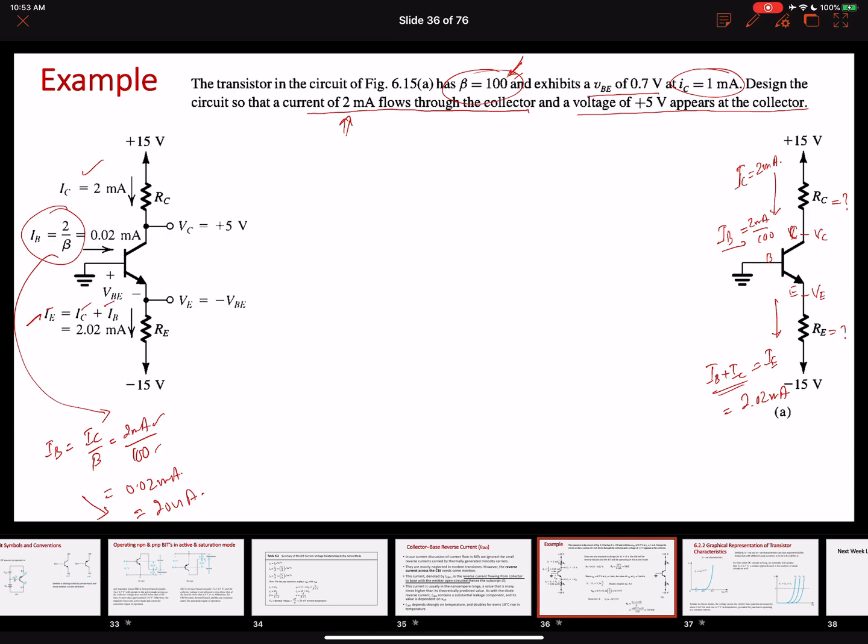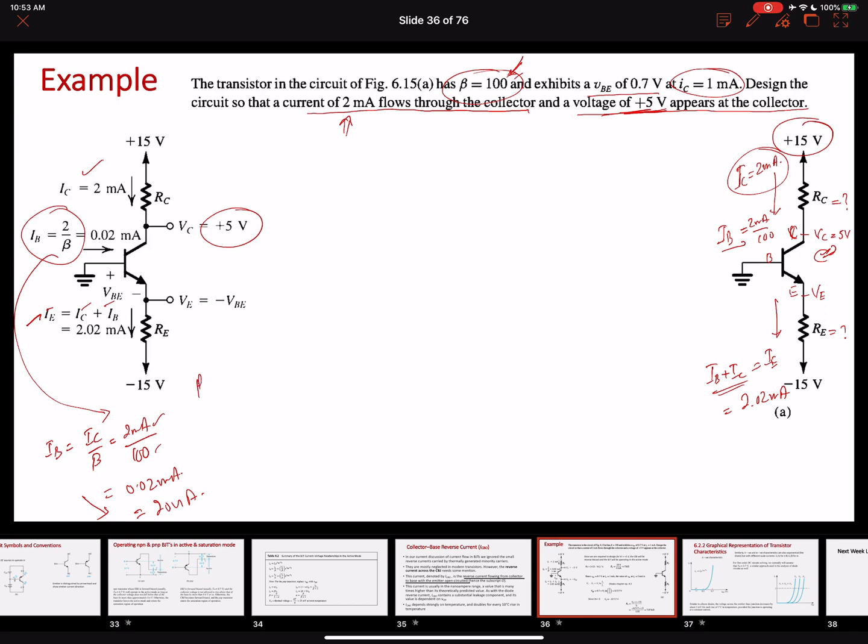Another thing that we know is that the voltage of plus 5 volts appears at the collector. So this VC will be plus 5 volts over here. Okay, so let's design the circuit. We already know this potential, we know this potential, and we know the current flowing through this resistor, so we can easily find the value of RC.